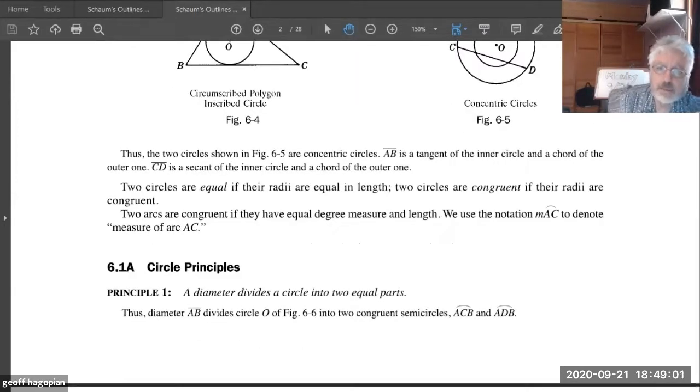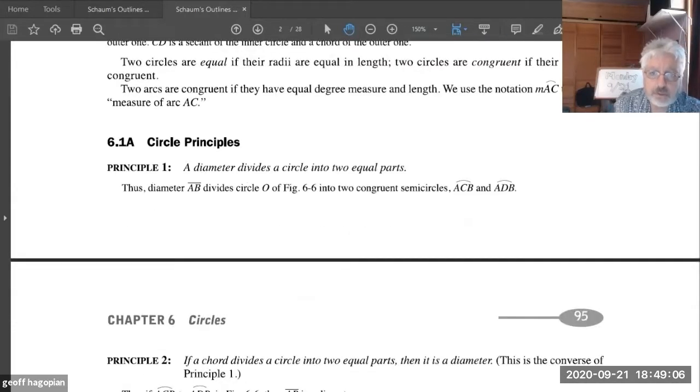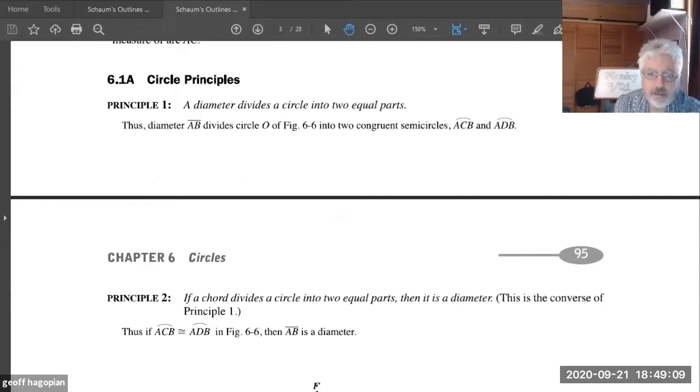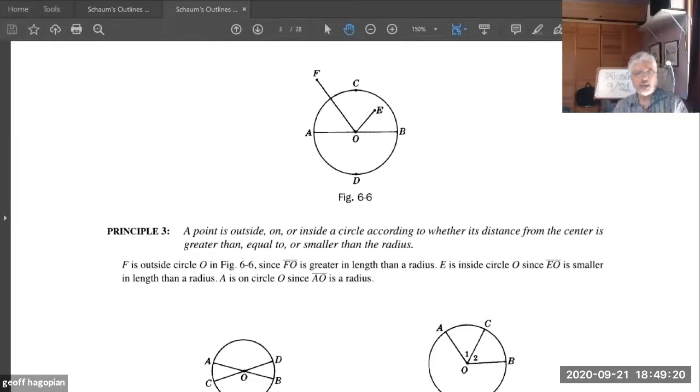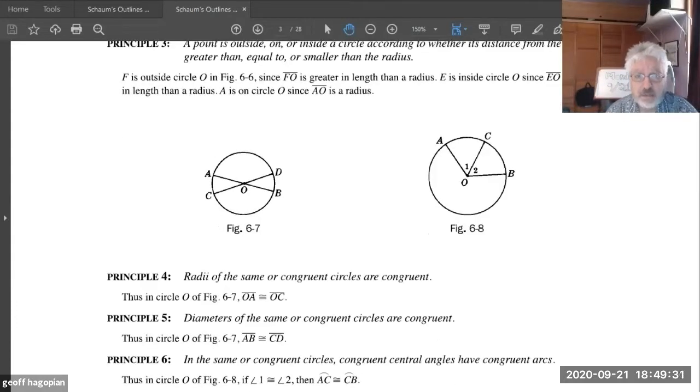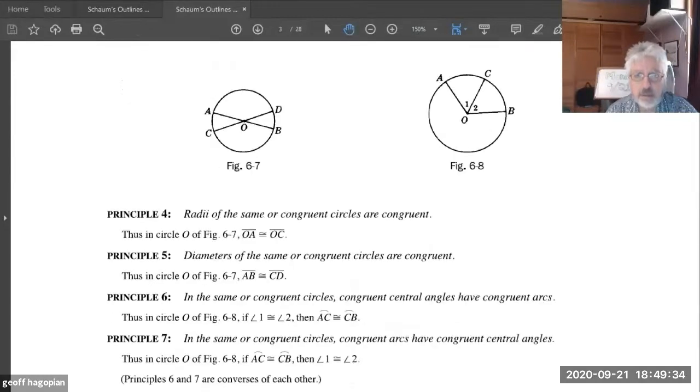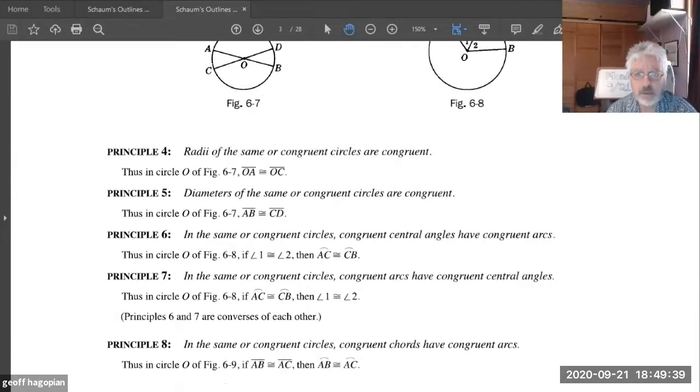Okay, let's get into our principles. The diameter of a circle divides it into 2 equal parts. That's sort of, yeah, obvious, right? If a line divides a circle into equal parts, then it is a diameter, the converse of principle 1. Principle 3, a point is outside, on, or inside a circle according to whether its distance from the center is greater than, equal to, or smaller than the radius. Again, seems fairly self-evident. Radii of the same or congruent circles are congruent. Diameters of same or congruent circles are congruent.